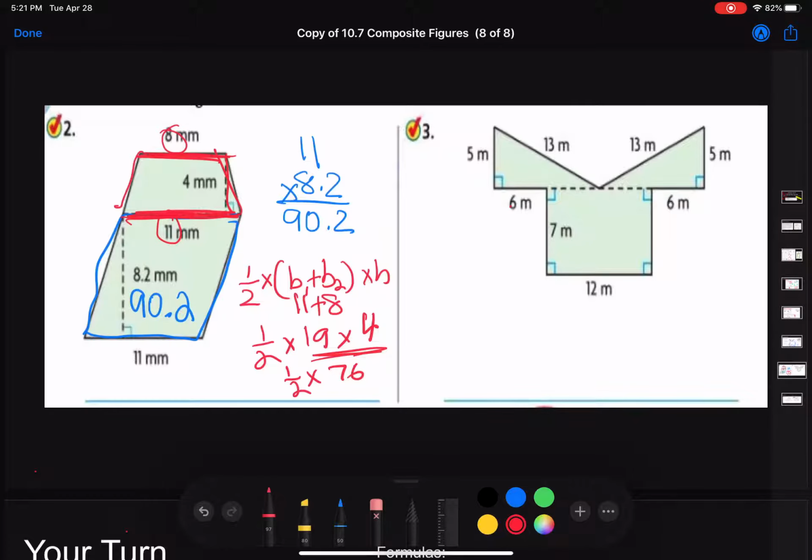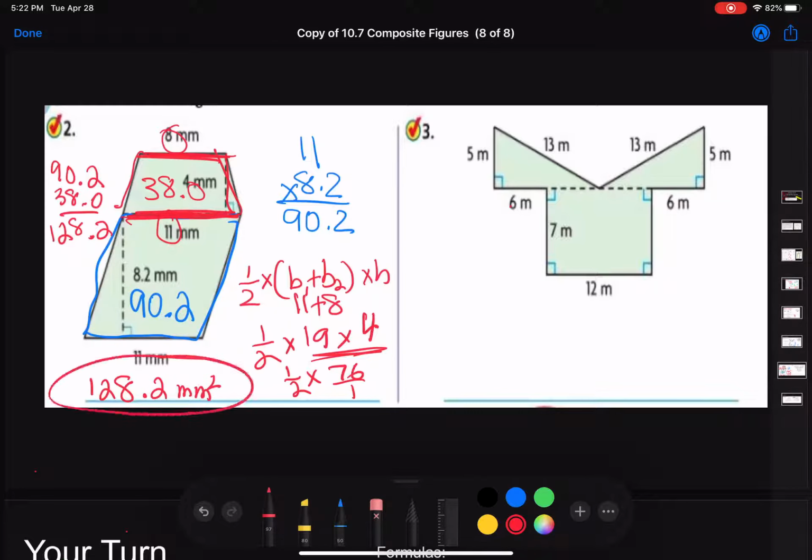So you still have to do 1/2 times 76. So in other words, divide 76 by 2. So you're going to take 76 and divide it by 2. And you're going to get 38.0. I did that just because now I need to add them both up. So I have 90.2 and I have 38.0. And I get 128 and 2/10 millimeters squared. That's my final answer.